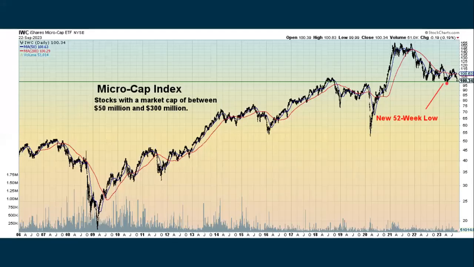And in microcaps, we are keeping an eye on this. The small caps have been under pressure. The microcaps, which are even smaller, have also been under pressure. We're still above 100 for right now. We're going to be watching this to see if we drop below 100, and this is in a downtrend.